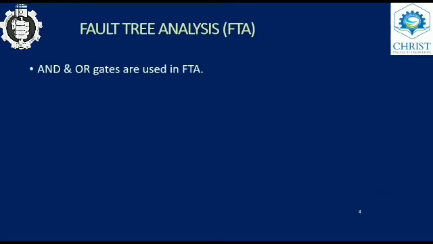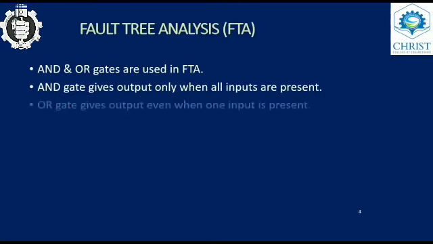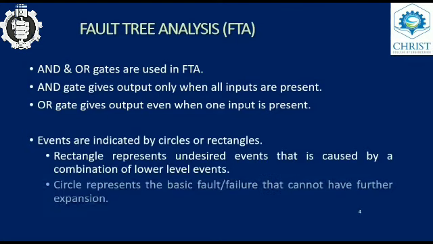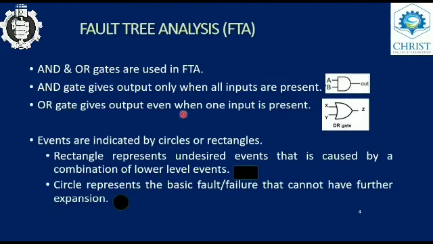So in FTA we are using AND and OR gates. The AND gate gives output only when all the inputs are present. As you know the figure of the AND gate, it is used only when we have all the inputs, that means A, B, C, etc. And the OR gate gives output when any one input is present, so either X or Y. If we have only one input we can use the OR gate. If we have two inputs we can use the AND gate. So don't forget the figure.